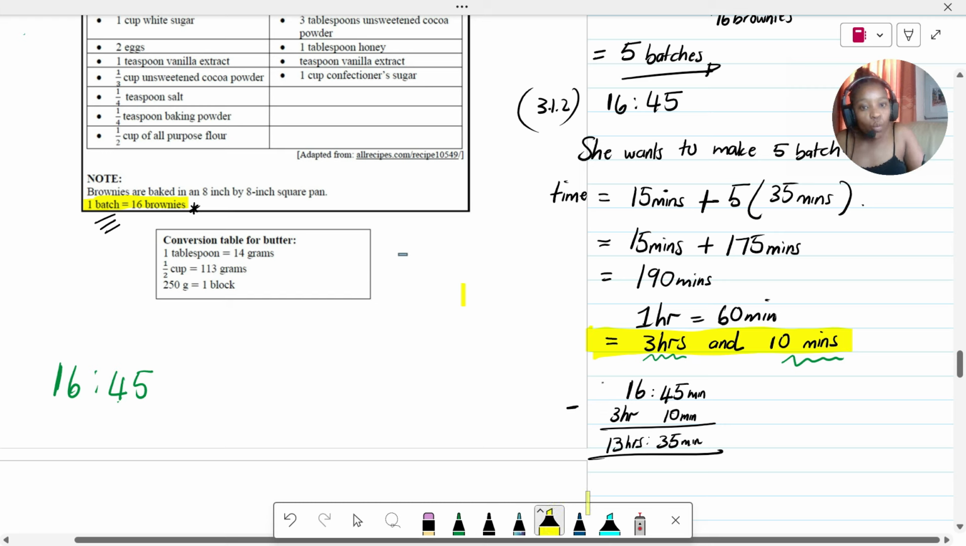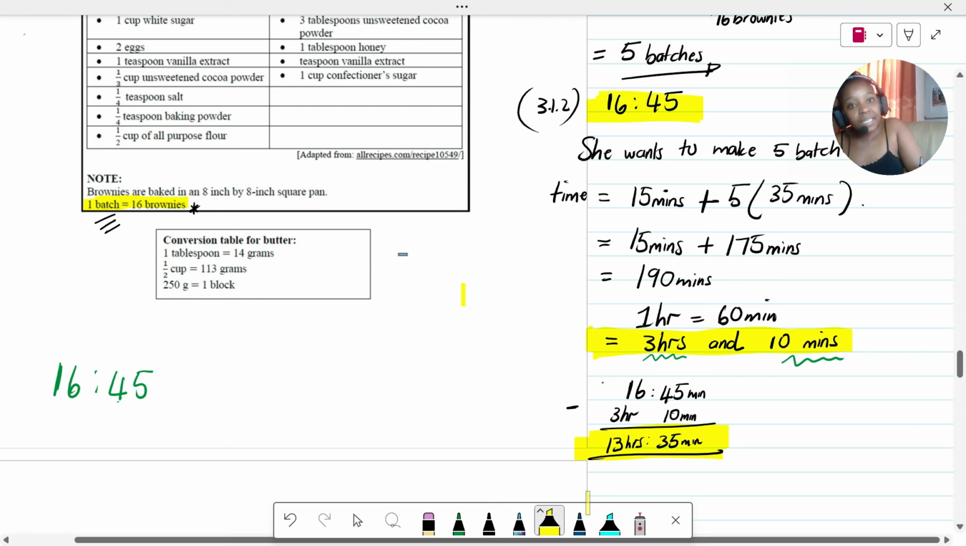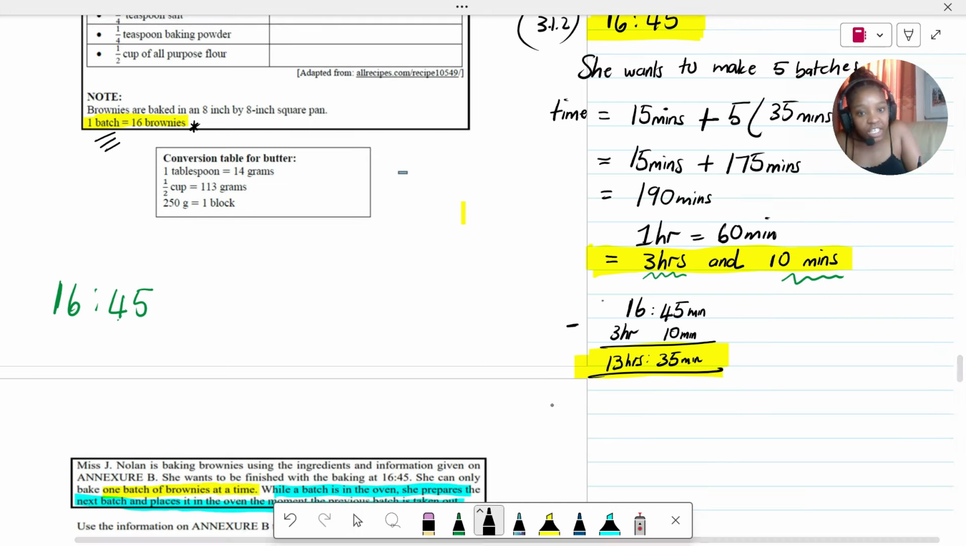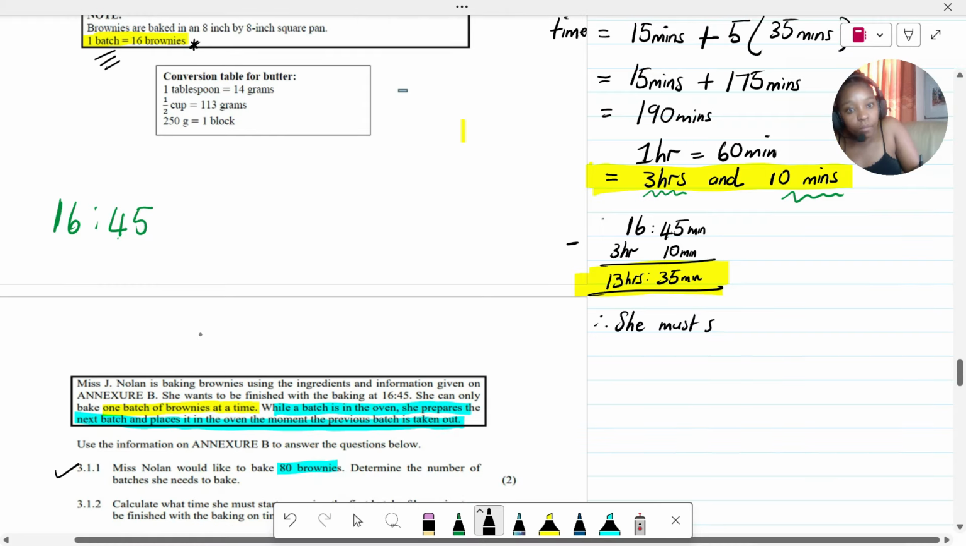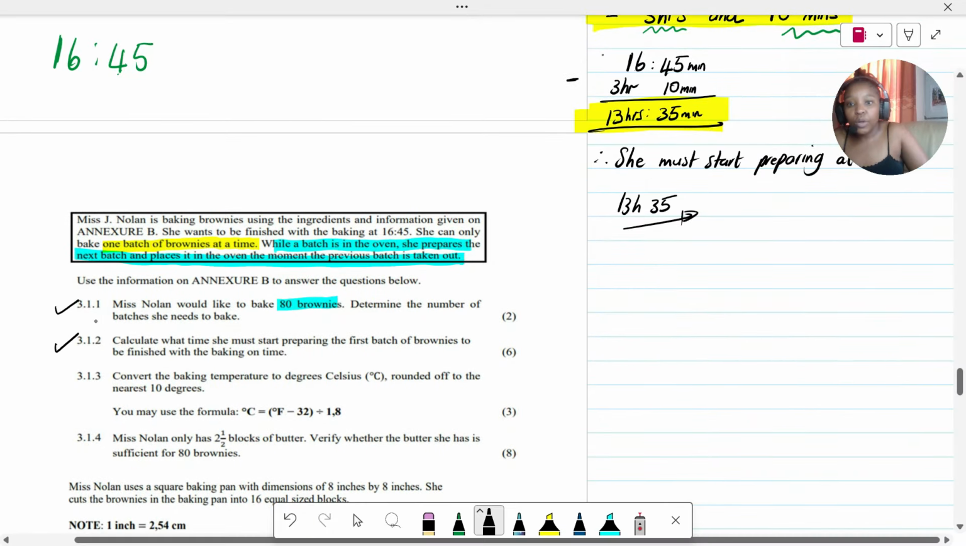So this tells us that she needs to start at 35 minutes past 1 if she wants to be done at 16:45. You can check: 13:35, 14:35, 15:35, 16:35, and then 35 plus 10 gives us 45. So that's the time that she needs to start. She needs to start at 13:35, 35 minutes past 1 in the afternoon. All right, cool stuff. We are done with question 3.1.2.